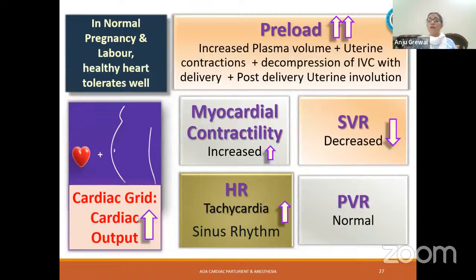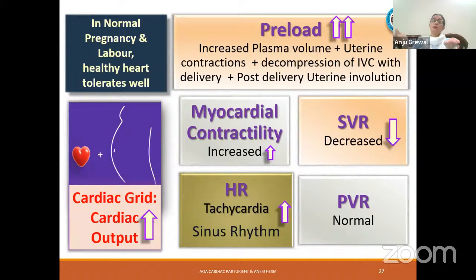Now, to understand the whole gamut, I have looked at one of the articles which talked about a cardiac grid, and I found these very important. There are 5 elements that need to be understood when we are looking at a pregnant mother. In a normal pregnant mother, there is an increase in the preload because it's a hypervolemic state. There's an increase in plasma volume during all 3 trimesters, which keeps on increasing and leads to an increase beyond 40 to 50% of the plasma volume. So the preload is increasing.